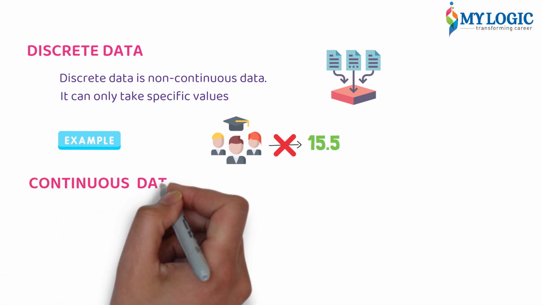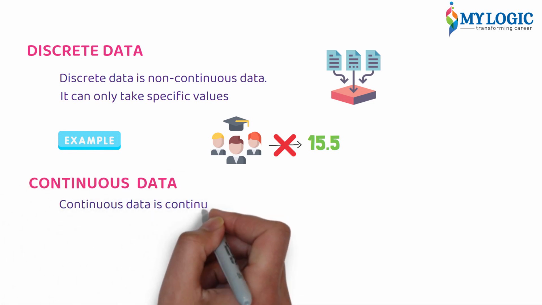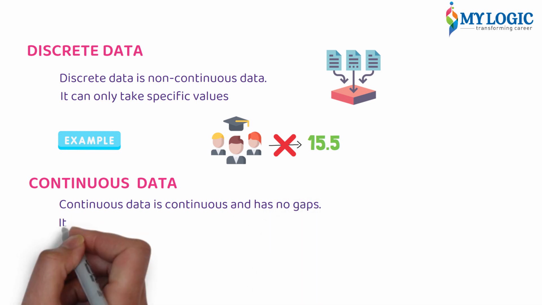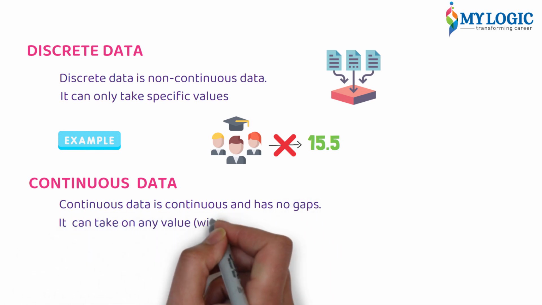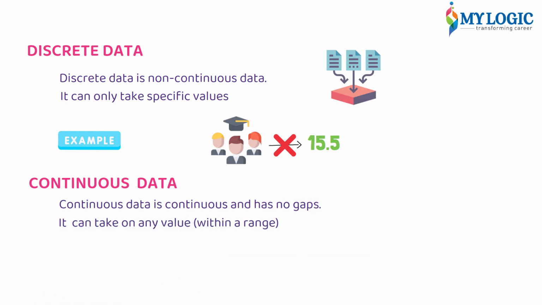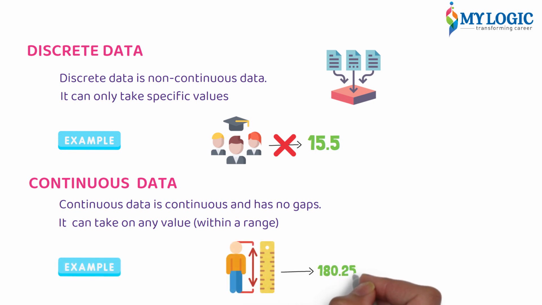Continuous data. Continuous data is continuous and has no gaps. It can take on any value within a range. Example: height can be 180.25 cm. Continuous data is measured.